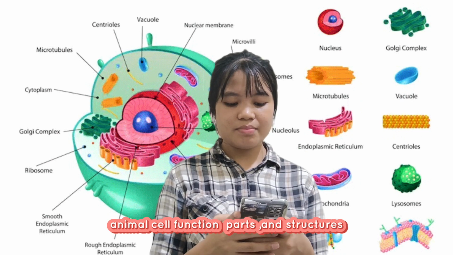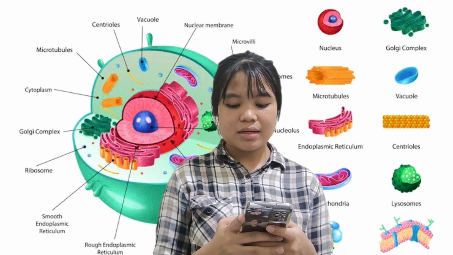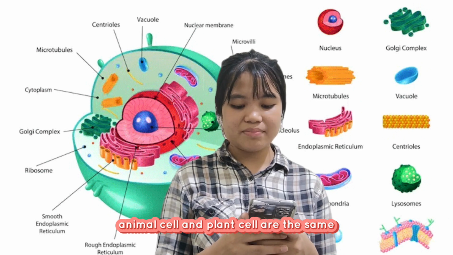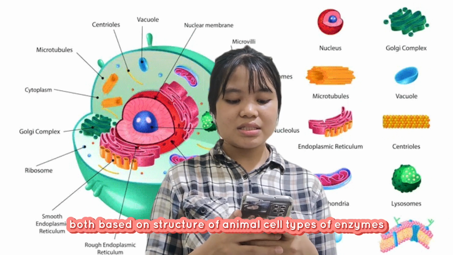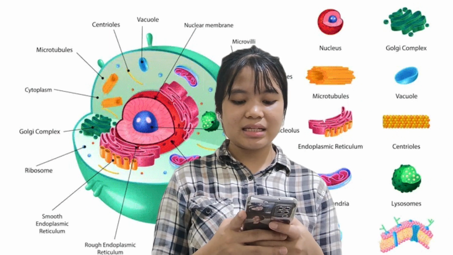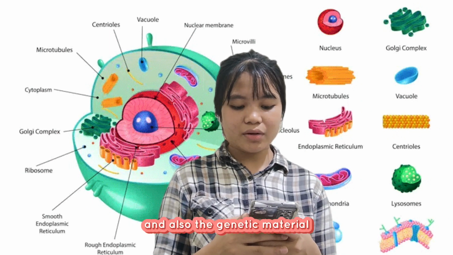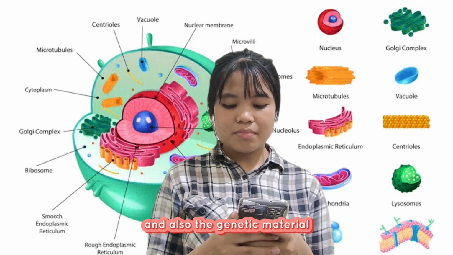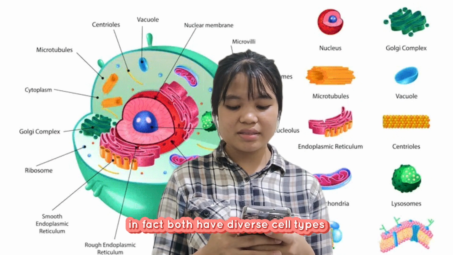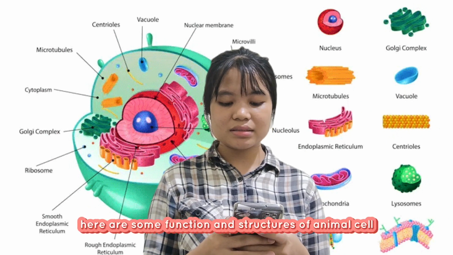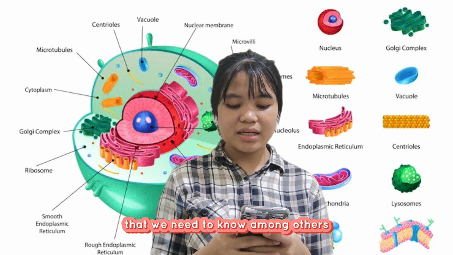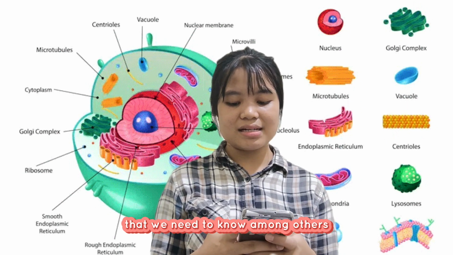Animal cell function, parts and structures. Broadly speaking, animal cells and plant cells are the same, both based on the structure of the cell, types of enzymes, and also the genetic material. In fact, both have different cell types. Well, here are some functions and structures of animal cells that we need to know.